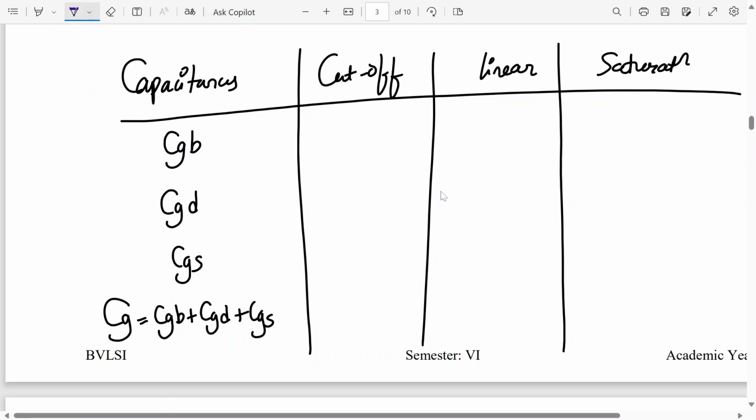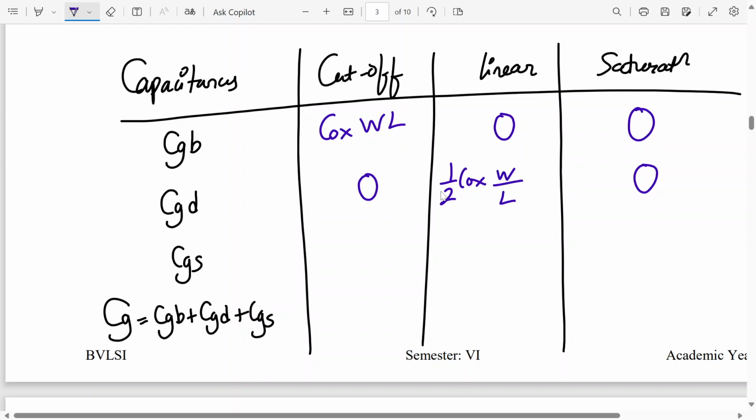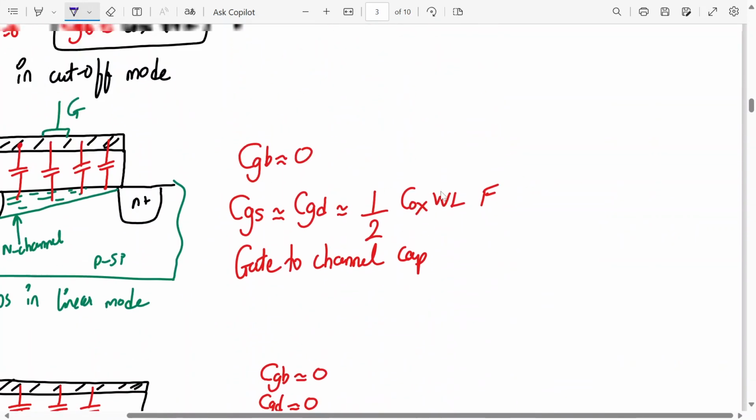Here in cutoff, CGB is Cox into WL, and it is 0 in linear and 0 in saturation. CGB is present only in the cutoff region. For CGD, here it is 0, here it is around half Cox W by L, and here it is 0. CGS is 0 over here, half Cox W by L over here, and here it is 2/3 Cox W into L. Sorry, it's not by L, it's into L, because it's area, W into L. So we have written this from here.